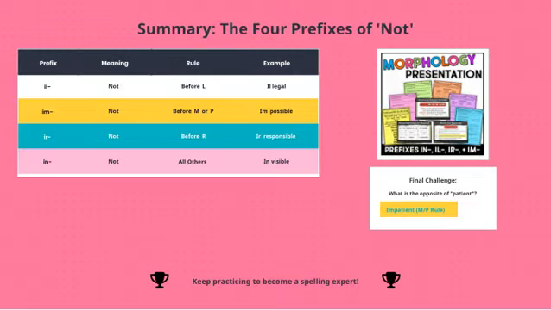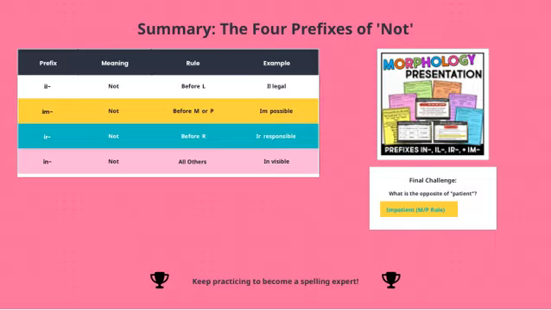Let's quickly review the 4 prefixes of not that we've covered. First, we have il, which means not and is used before words starting with L, as in illegal. Next is im, also meaning not, used before words starting with M or P, like impossible. Then there's ir, meaning not as well, used before words beginning with R, such as irresponsible. Finally, we have in, which means not in all other cases, like invisible.